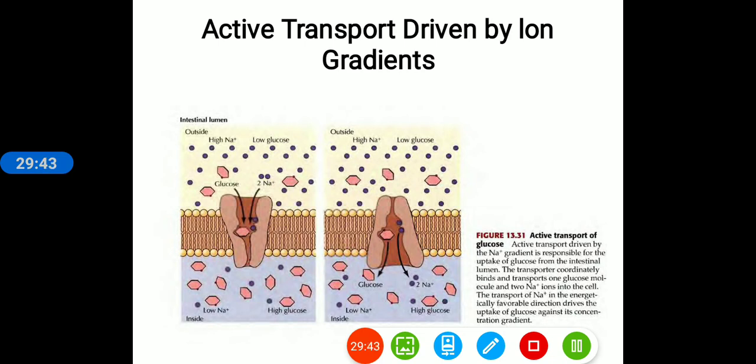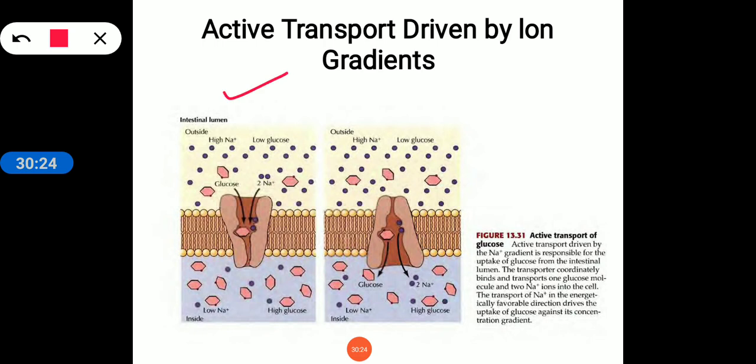So where is the energy coming from to transport the molecule from lower to higher concentration? From the other molecule, which is being transported along its concentration gradient. One molecule is transporting along its concentration gradient, and the energy derived from it is being used by another molecule to transport against its concentration gradient. So that is active transport driven by ion gradients, and it is known as secondary active transport. Here in this diagram, active transport of glucose is shown. This is the intestinal lumen, the lumen of the intestine.